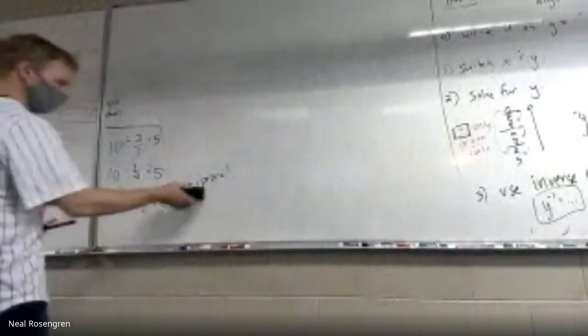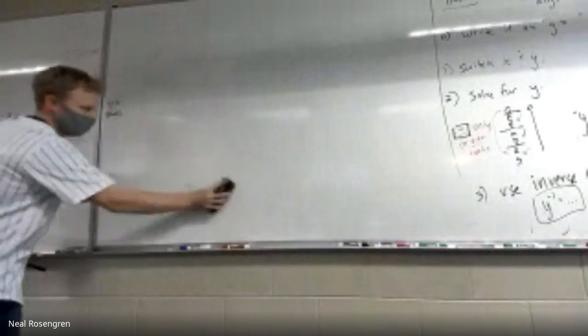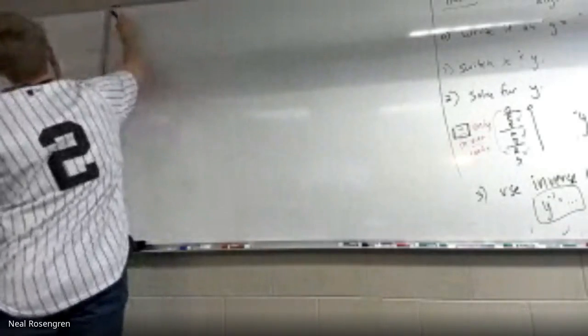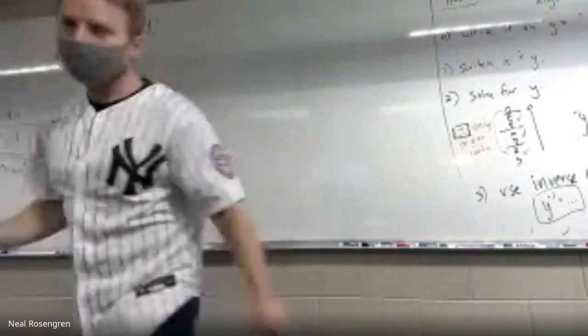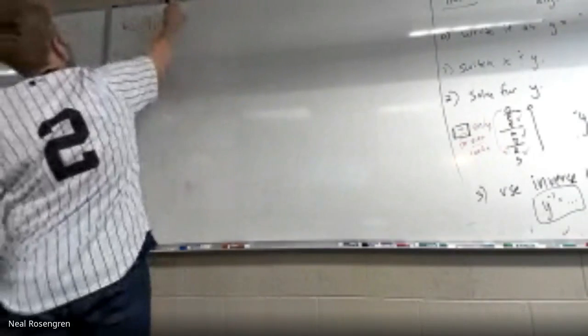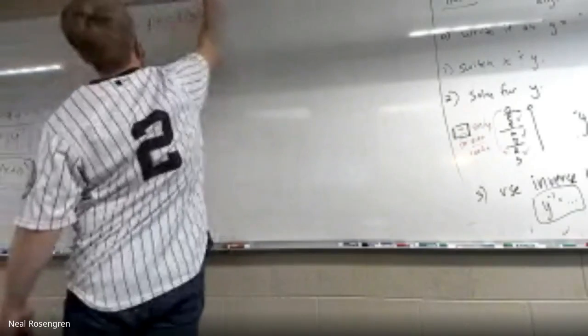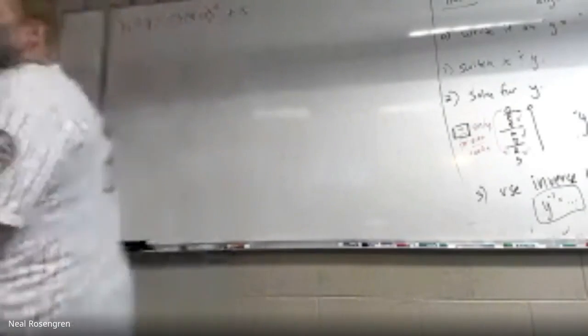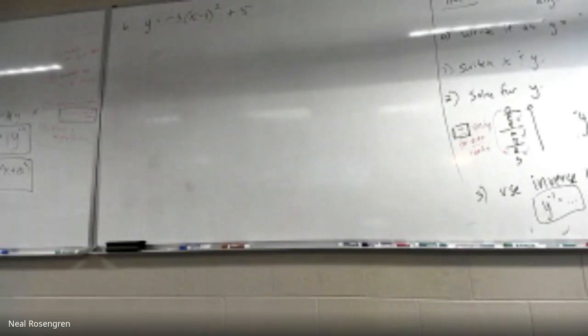I'm going to get rid of this, so I got some space to work. But that's the idea. It's such a nice, fast way to get stuff done instead of having to do the other one. I think we're still y equals, right? Y equals, ooh, this is a crazy one. Negative 3x minus 1 squared minus 1 plus 5.